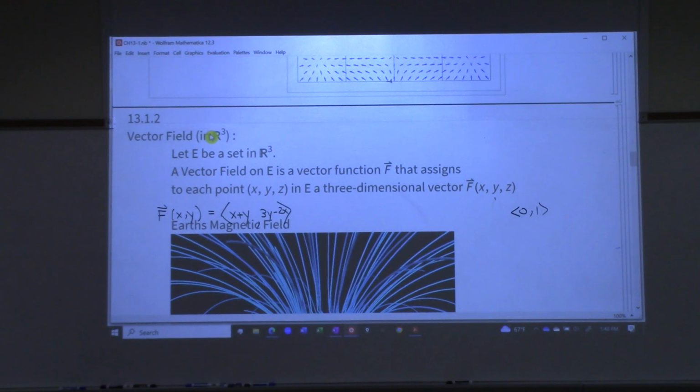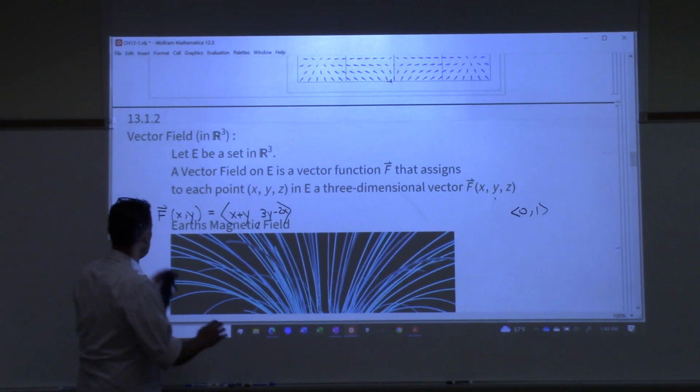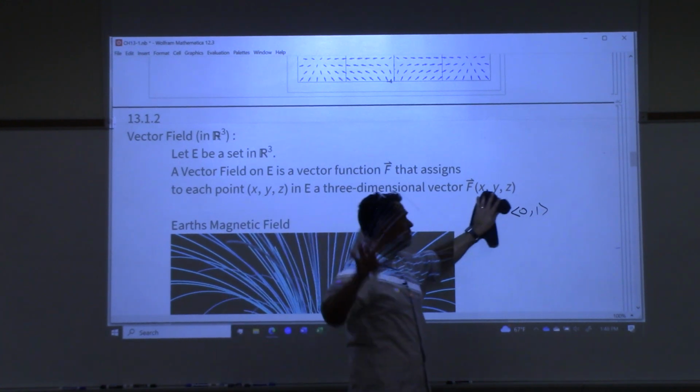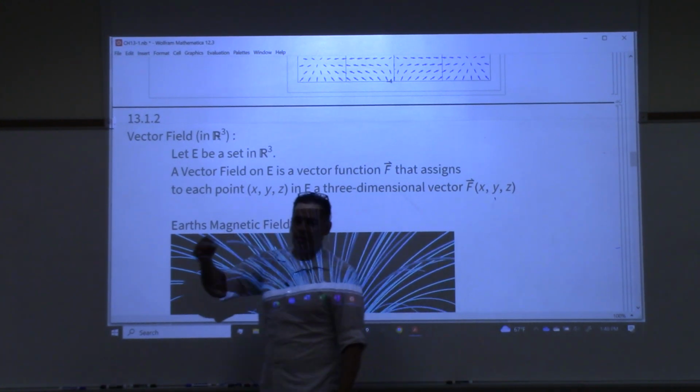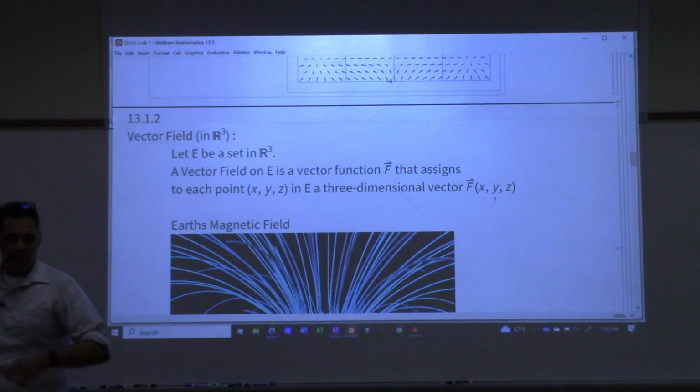Everything we just did can be extended into three-dimensional space, where your function now takes points in three-dimensional space and assigns to every point a vector in three-dimensional space. So now your capital F takes in x, y, z, and spits out a vector, some function that depends on x, y, and z.